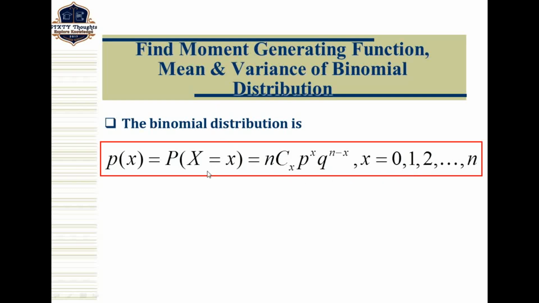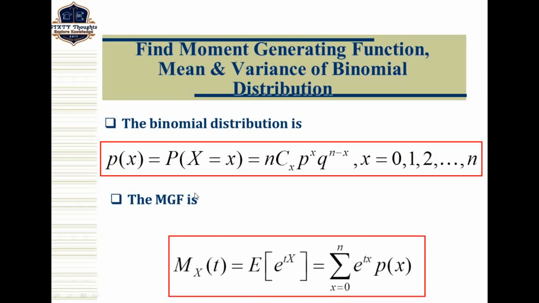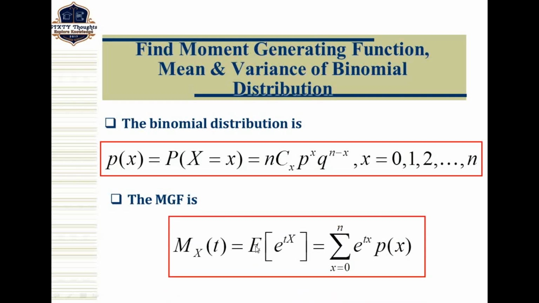And also recollect the moment generating function of a binomial random variable, that is M_X(t) equal to the expected value of e^(tX), which is the summation from x equal to 0 to n of e^(tx) into p of x. Using the moment generating function along with the given probability mass function, we are going to find the moment generating function, mean, variance and standard deviation of binomial distributions.